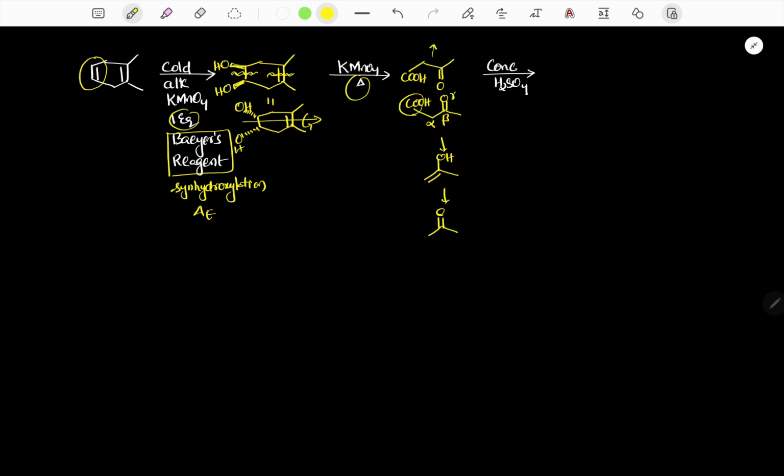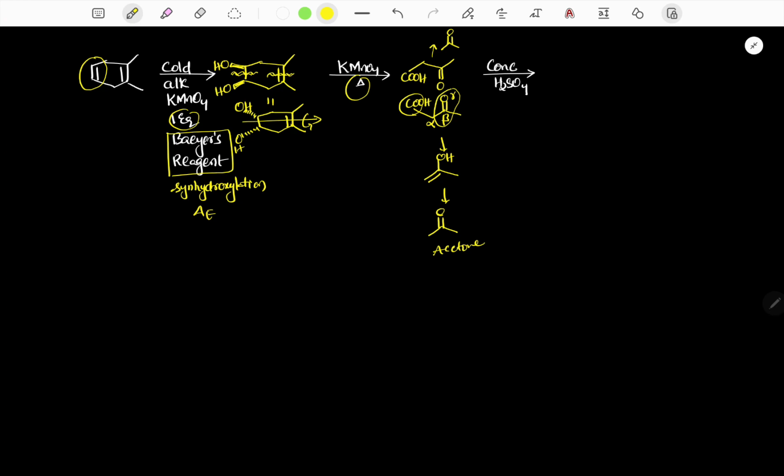Similarly, this compound also gives the ketone. So you get the same molecule. The molecule is acetone. It is simply decarboxylation, alpha, beta, gamma. So beta, gamma unsaturated acids undergo decarboxylation on heating.